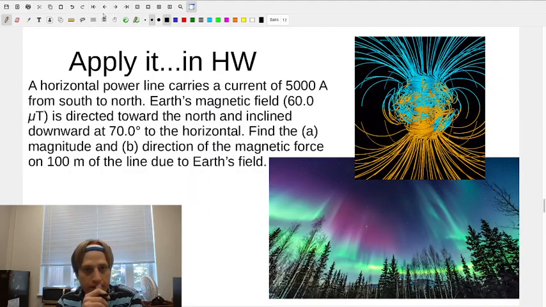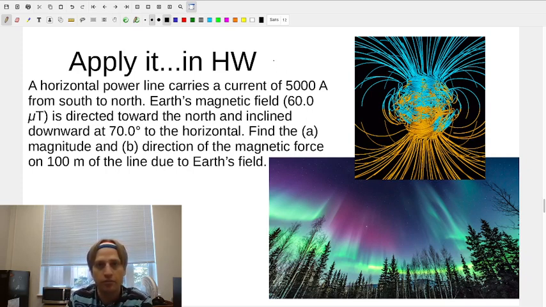So here's a nice little homework problem. It says a horizontal power line carries a current of 5,000 amps. Okay, pretty ambitious. From south to north. So there's our I. There's our north, south, east, west.